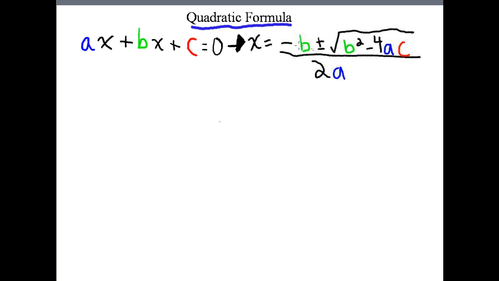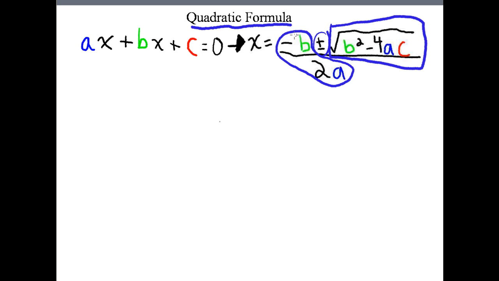So A goes where A goes, B goes where B goes, C goes where C goes. So if we look at this formula, it's a little bit intimidating, but there's a few parts we're going to highlight. We're going to highlight this negative B over 2A on the outside, and this plus or minus sign we're going to talk about, and finally we're going to talk about this part with the square root. So let's start with the outside, negative B over 2A.